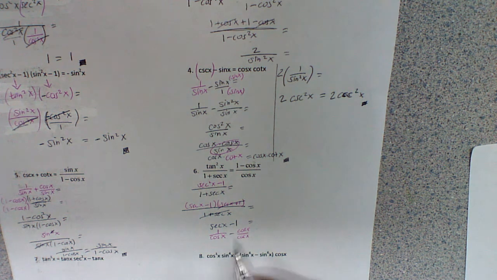So now I have a common denominator. I don't have to worry about that anymore. So now if I put those two fractions together into 1, my common denominator is cos of x. The tops then just come together to give you 1 minus cos of x, which is exactly what I wanted.